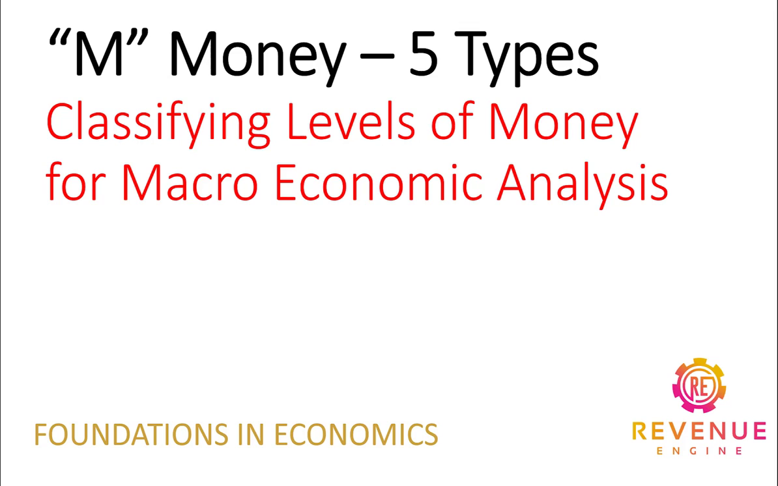Money. Miss Moneypenny. 5 types of Miss Moneypenny. So, classifying levels of money. These are called money aggregates. You'll hear most of the time M1 and M2, but there's been M0 and M3, and some countries have M4. We have MZM now in the US, USA. So it does vary. Definitely important to understand what these are.